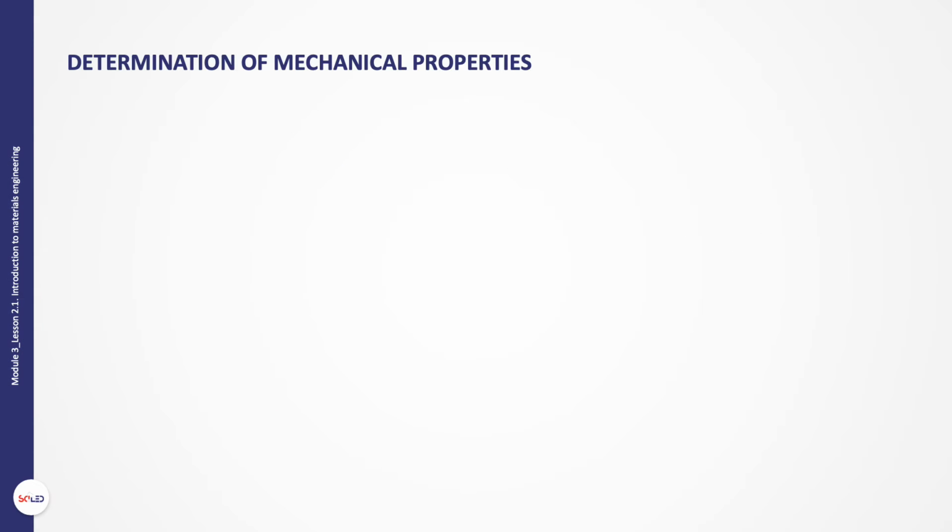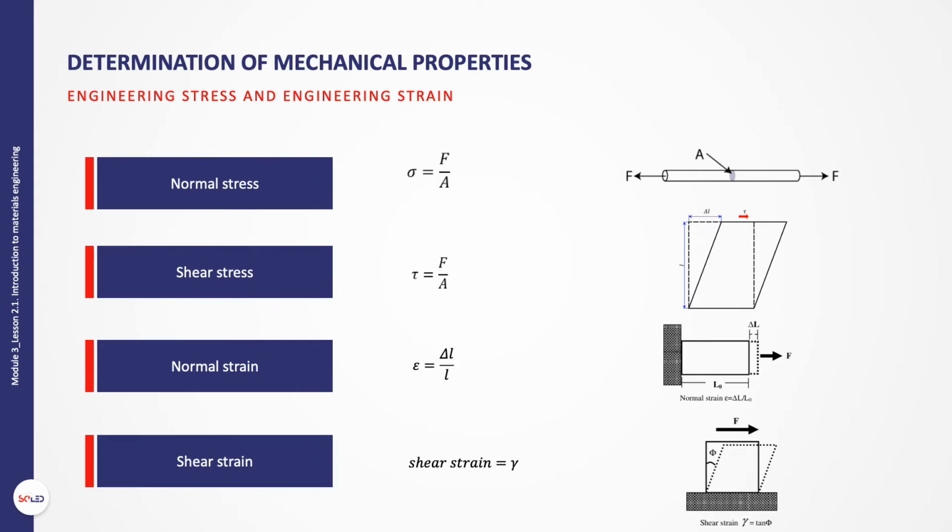Determination of mechanical properties. The mechanical behavior of a material reflects its response or deformation in relation to an applied load or force. Key mechanical design properties are stiffness, strength, hardness, ductility, and toughness. The properties related with the strength of a material are normal stress, shear stress, normal strain and shear strain. Normal stress occurs when a member is loaded by an axial force. Normal stress is defined as the ratio of the load to the cross-sectional area, where the load is perpendicular to the cross-section.